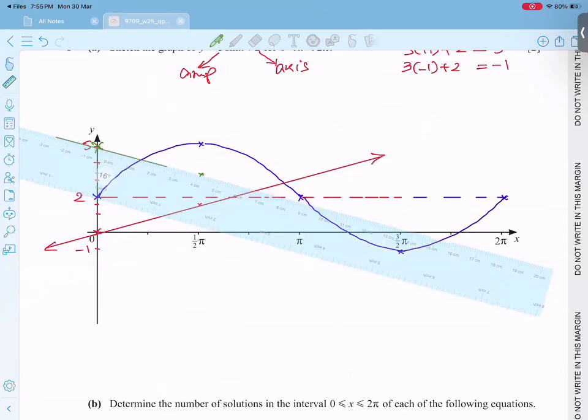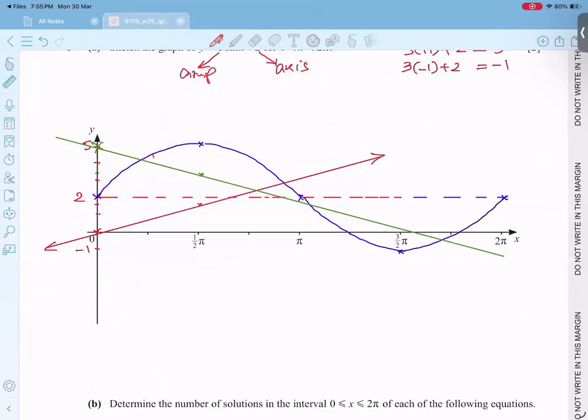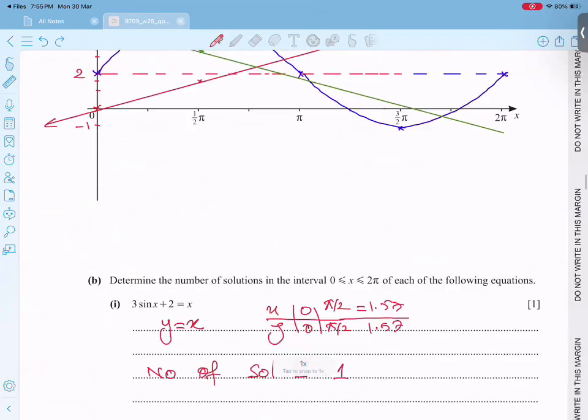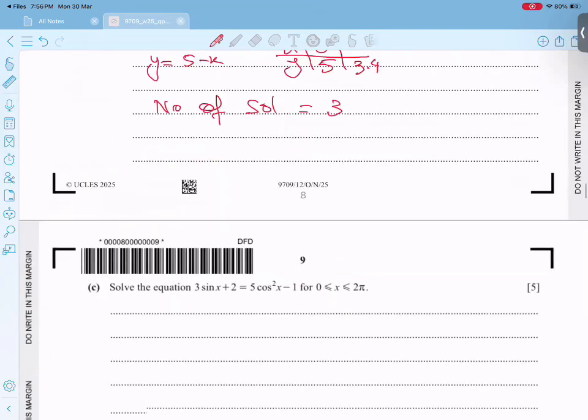When I join this line, it cuts the curve at how many points? It is clearly one cut, a second cut with the curve, and a third cut with the curve. So 3 times it is intersecting. Alhamdulillah Rabbil Alameen, I can say that the number of solutions is 3. I hope the point is very clear.